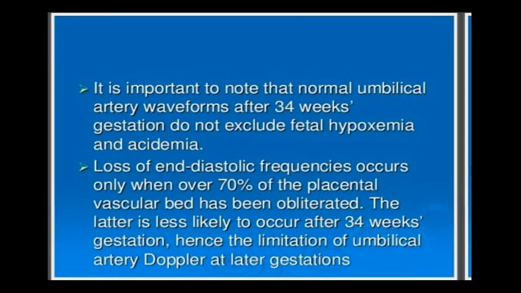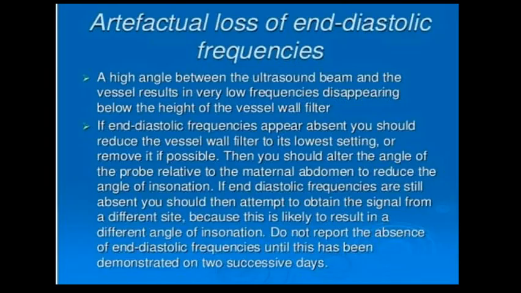It is also important to note that normal umbilical artery waveforms after 34 weeks do not exclude fetal hypoxemia and acidemia. Loss of end diastolic frequencies occur only when 70% of the placental vascular bed has been obliterated. The latter is less likely to occur after 34 weeks gestation, hence the limitation of umbilical artery Doppler at later gestations. Artifactual loss of end diastolic frequencies.